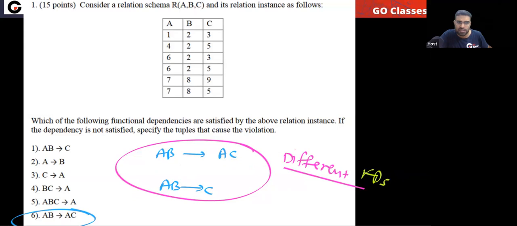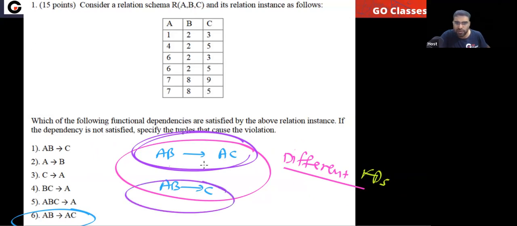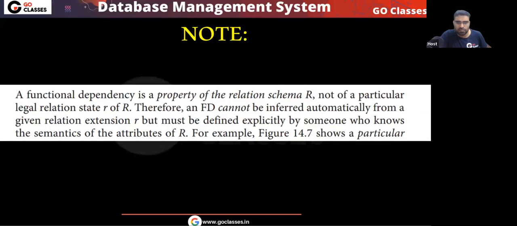Don't worry. I will teach you in the future that if you have this dependency, then this implies this. Also, this implies this. Both of them. So this will imply this, and this will imply this. So that we will see. But they are different functional dependencies. These two functional dependencies are different, but they are equivalent. So that we will see in the future. Anyway, let's move on now.